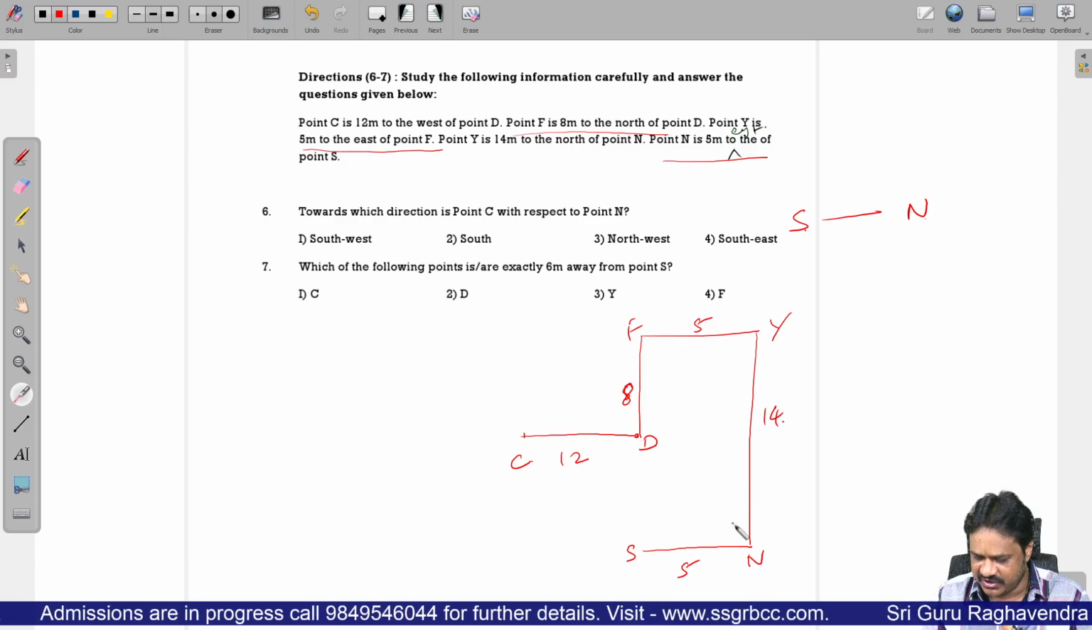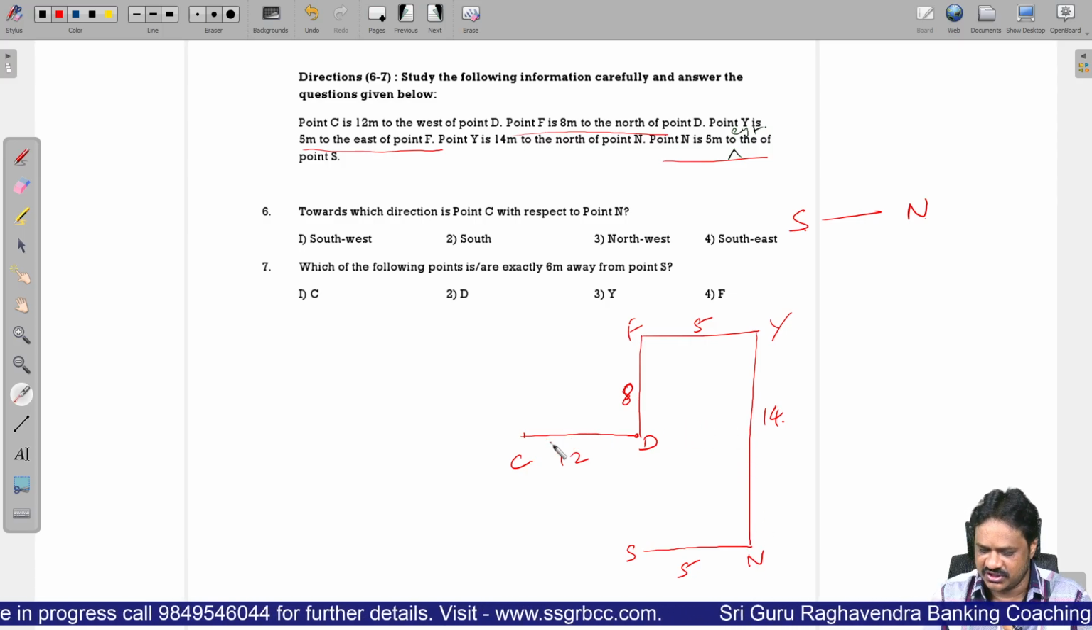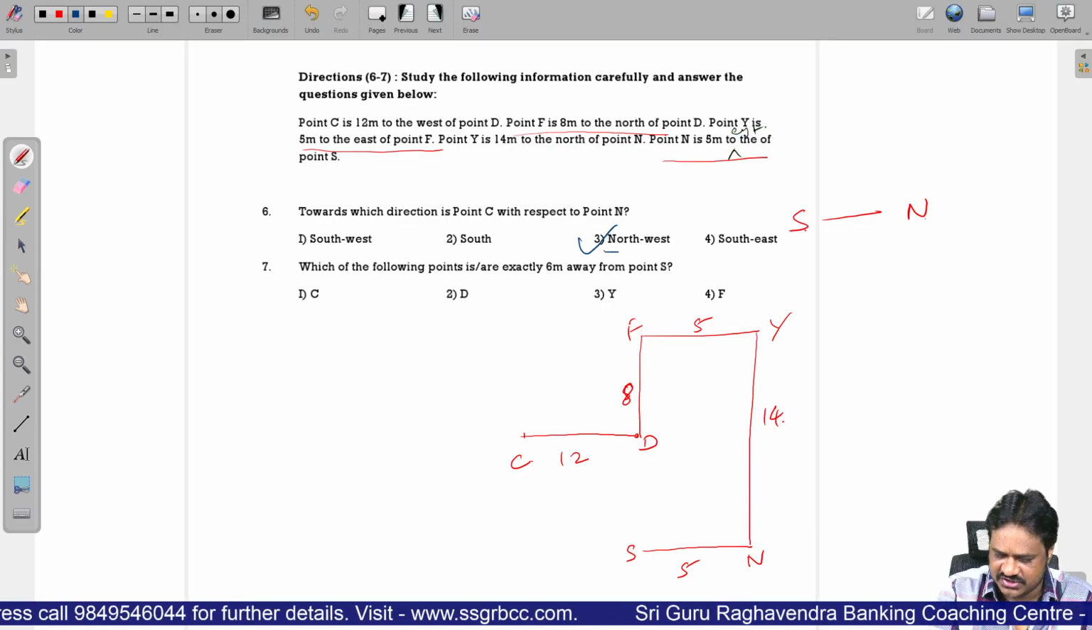With respect to N, where is C? It is to the north and to the left side. So that is called the northwest direction.